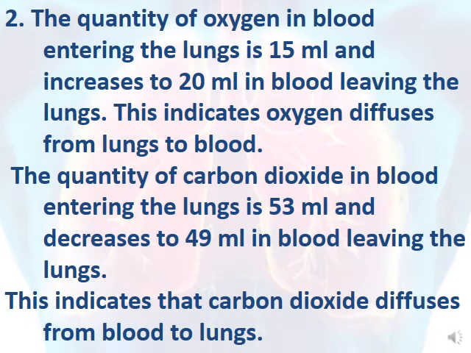Interpret: the quantity of oxygen gas in blood entering the lungs is 15 milliliter, and here it increases. You don't have to say less than or greater than. So this indicates that the oxygen gas diffuses from the lungs, a medium rich in oxygen, to the blood, a medium poor in oxygen, or with less amount, less concentration. While the quantity of carbon dioxide in blood entering the lungs is 53 milliliter, and it decreases. Pay attention here, increases and decreases, okay? And the interpretation, analysis plus indication, to 49 milliliter in the blood leaving the lungs.